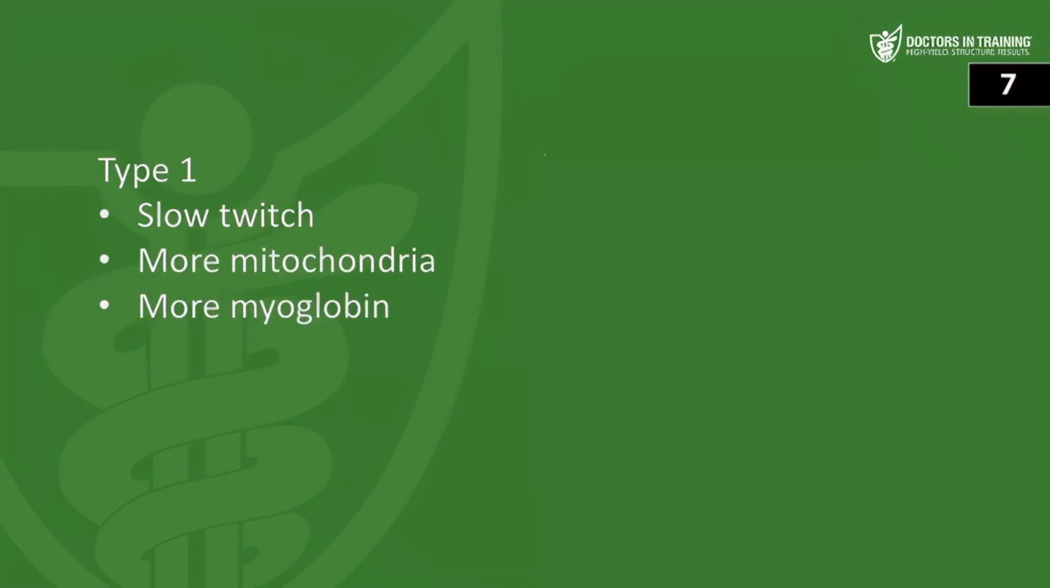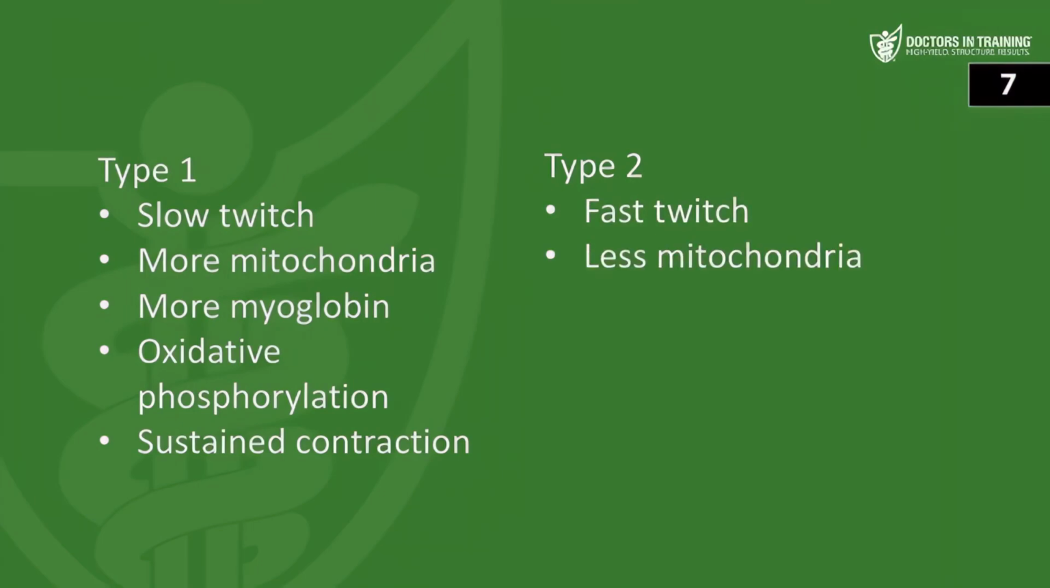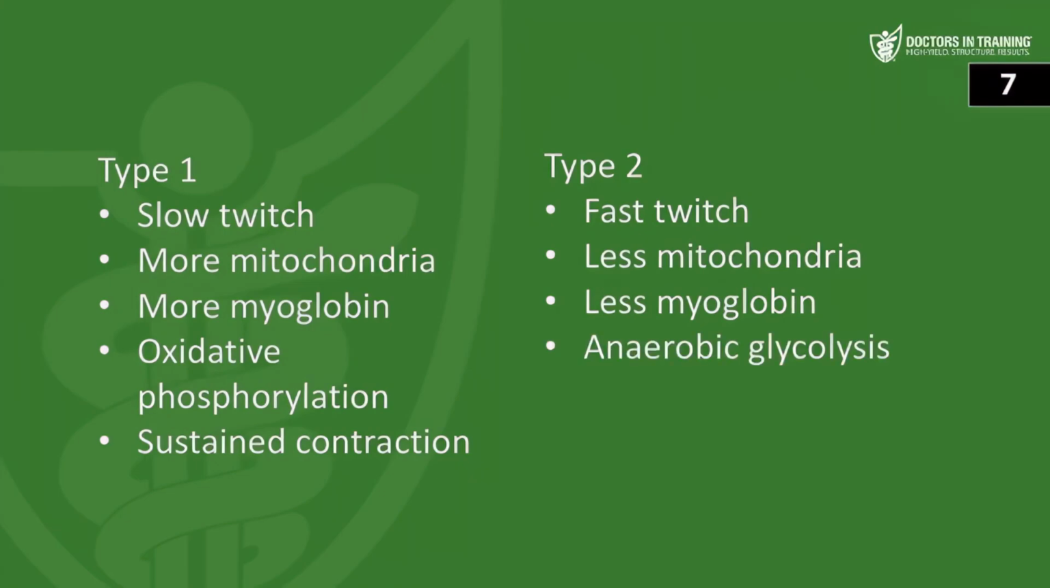Next, what are the differences between type 1 and type 2 muscle fibers? Remember, type 1 muscle is called slow twitch muscle, and this tends to be your red, darker muscles because of more mitochondria and myoglobin. They participate in a lot of oxidative phosphorylation, and these muscles are great at sustained contraction. Type 2 muscle fibers are the fast twitch muscles. They are less red because they have less mitochondria and myoglobin. They do a lot of anaerobic glycolysis.